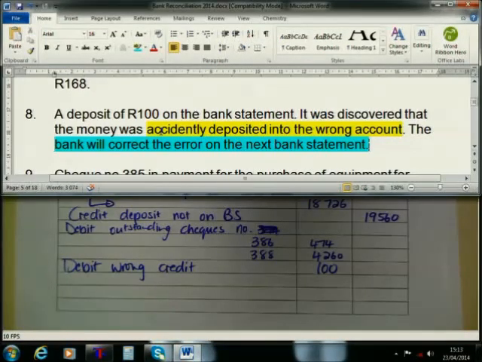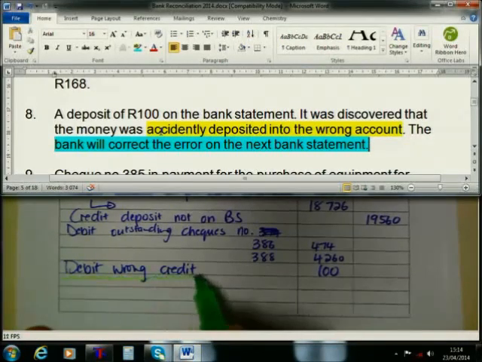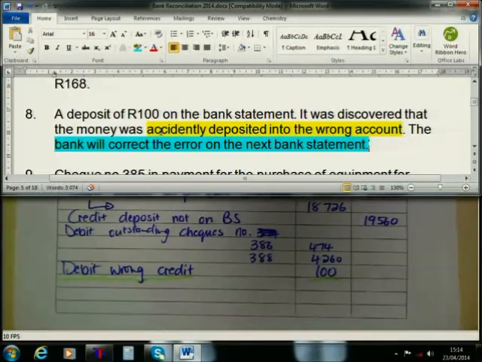Okay, I'm going to give you a minute to think about this one. There's 100 Rand plus on our bank statement. That's the credit side. It's not our money. Don't put it in the CRJ because it's not our money. The bank is going to correct the error next month. So what are we going to do in the meantime? We debit the wrong credit, and we correct that transaction in the meantime.